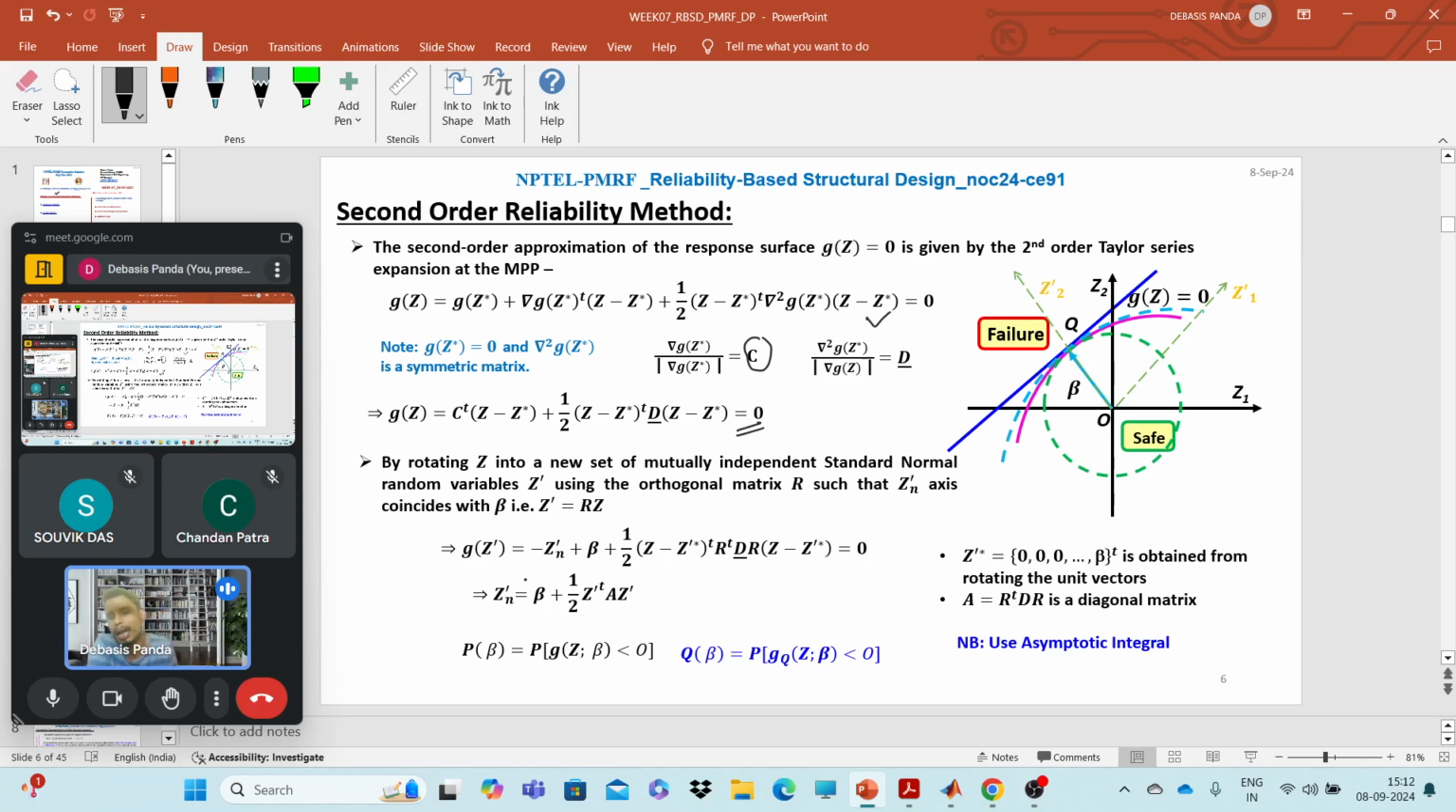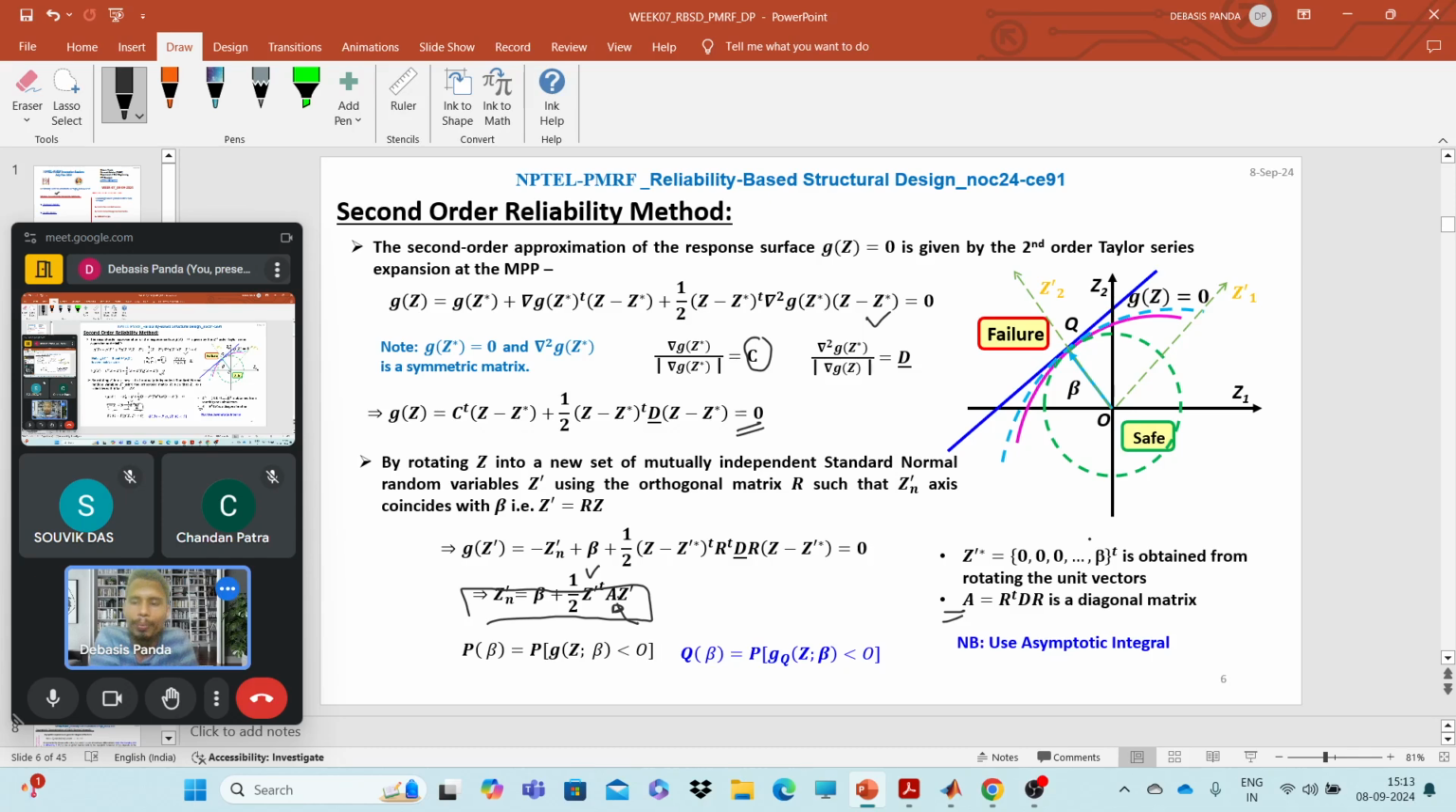So we can have the second order approximation form in this term: Zn equals beta plus half Z transpose A Z prime. Now here that A matrix actually contains the information about the curvatures, and A is nothing but a diagonal matrix. And how can we form it? The transpose of R, that means the rotational matrix or the transformation matrix, is important for this estimation. Now, this is the second order approximation.